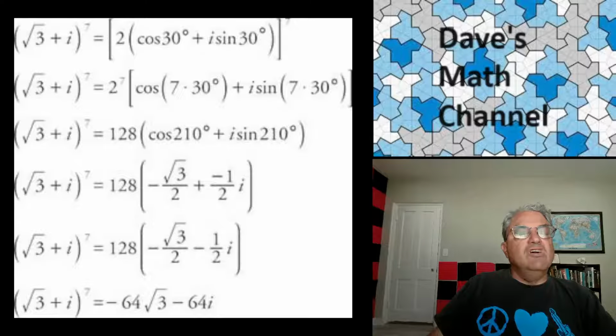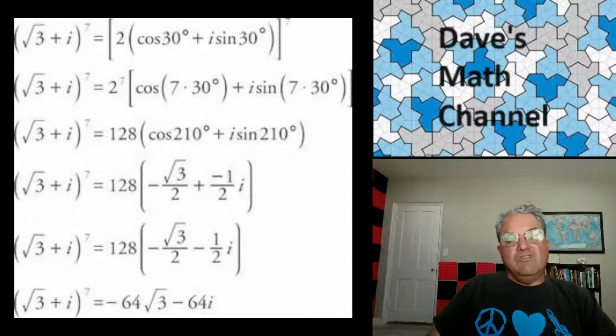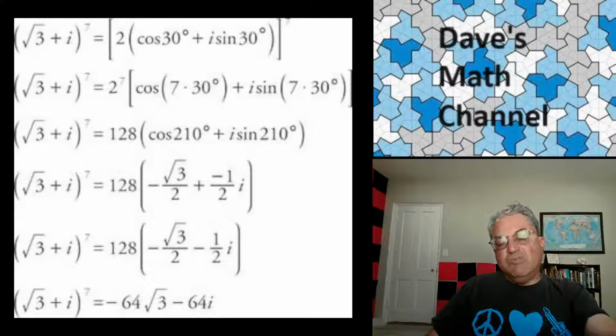That's going to be your new sort of unit complex number, but then you have to multiply that by the modulus, the absolute value, and the absolute value of the number you started with was 2, so we're raising that to the 7th power. We get 128. So when you simplify everything, here's what you get: minus 64 square root of 3 minus 64i. So you can pretty much apply this to any complex number you want. This was a pretty complicated example.